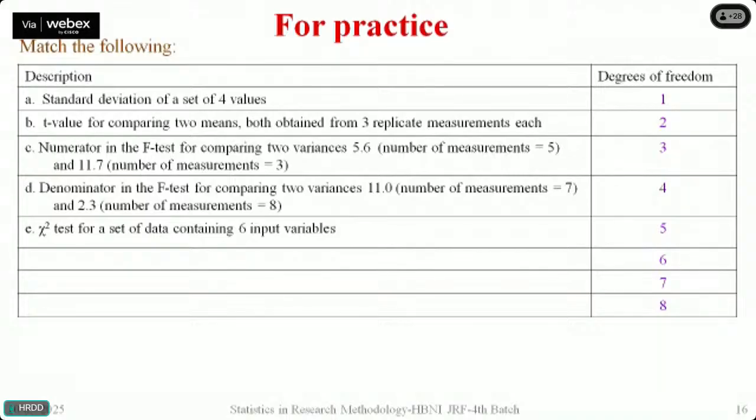Numerator in the F-test for comparing two variances. Here a lot of information is given. Whatever is required is to find the number of degrees of freedom for the numerator, which is derived from 5 measurements.